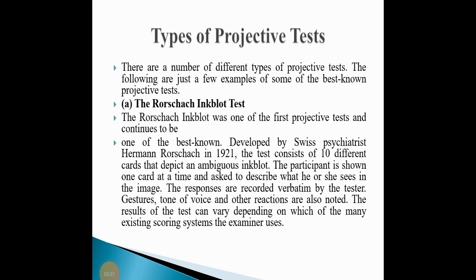The participant is shown one card. Participant को एक कार्ड दिखाया जाता है at a time, एक वक्त में, and asked to describe what he or she sees in the image. और पूछा जाता है कि आपने इमेज के अंदर क्या देखा है. The responses are recorded. जो responses होते हैं, जवाब आते हैं, उन्हें रिकॉर्ड किया जाता है by the tester, टेस्ट लेने वाले से. Gestures, tone of voice and other reactions are also noted. गस्चर्स जो होते हैं और जो टोन है आवाज़ की और दूसरे रिएक्शन जो उनको भी नोट किया जाता है. The result of the test can vary depending on which of many existing scoring systems the examiner uses.